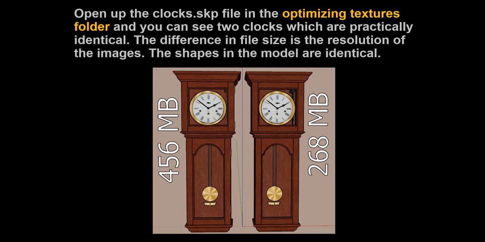Another example is this clocks SKP file, the SketchUp file. It's in the Optimizing Textures folder, and there's two clocks pretty much exactly the same. And the difference in size of the SketchUp model itself is the pixels used. So this is a good example. You can zoom up on it and look sideways and so forth, and you'll see right away that there's very little difference in how that is visually appealing or sufficient to the eyes.